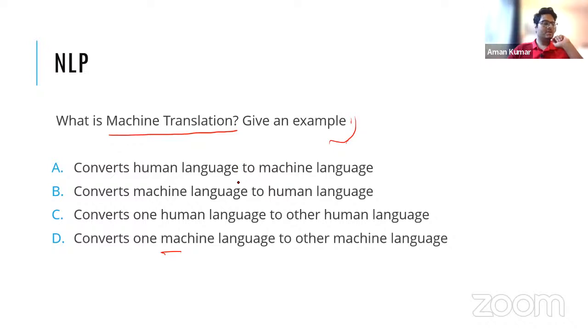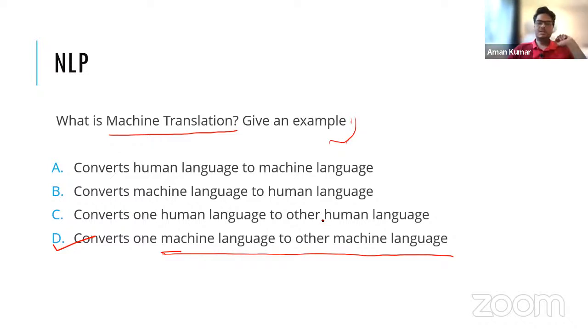Somebody is saying option D, English to other word of his. Which option should I choose? Human language to machine, machine to human, one human to other human, or D? So if D is correct, convert one machine language to other machine language, then what are some of the examples of this?